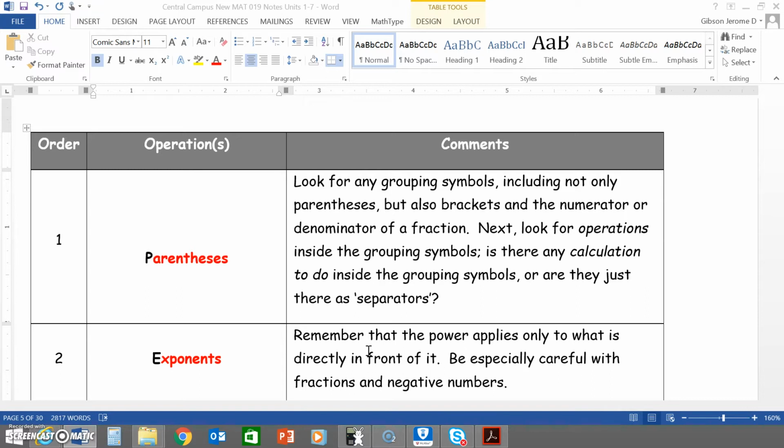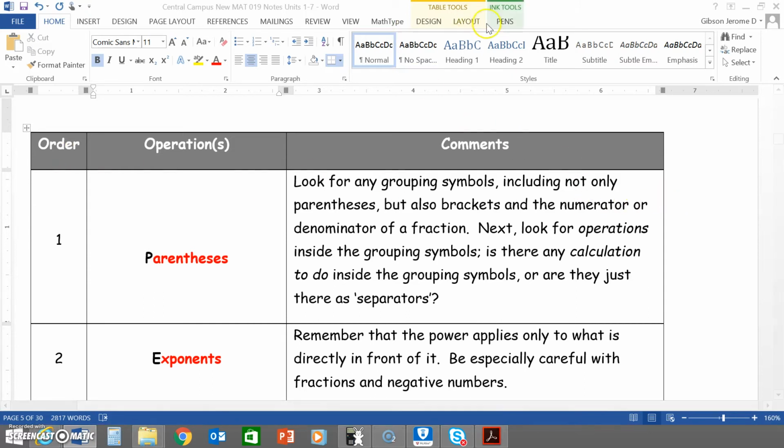It says look for all grouping symbols including not only parentheses but also brackets in the numerator and denominator of a fraction. Next, look for operations inside the grouping symbols. Is there any calculation to do inside the grouping symbols, or are they just there as separators? So, here's the thing here.